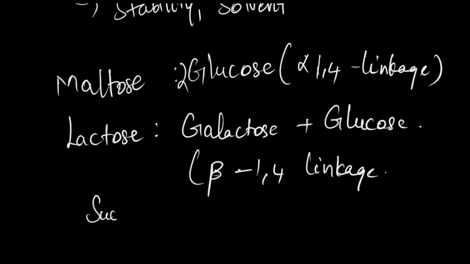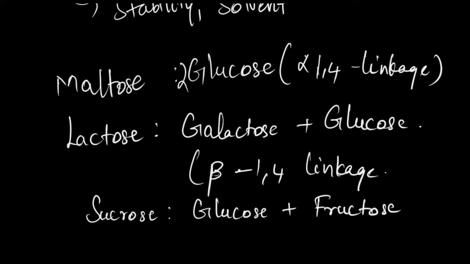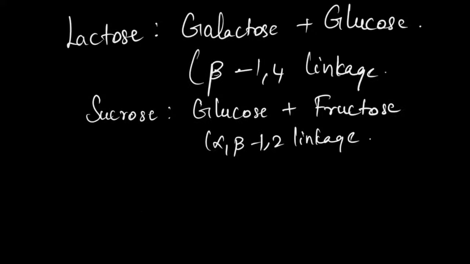And sucrose, that is glucose and fructose, connected through an alpha-beta 1,2 linkage. Okay, then you can expect questions from starch, which has alpha 1,4 linkages. Cellulose, which has glucose units with beta 1,4 linkages. Glycogen related questions. And then reducing and non-reducing sugars, and most importantly, amino acids.